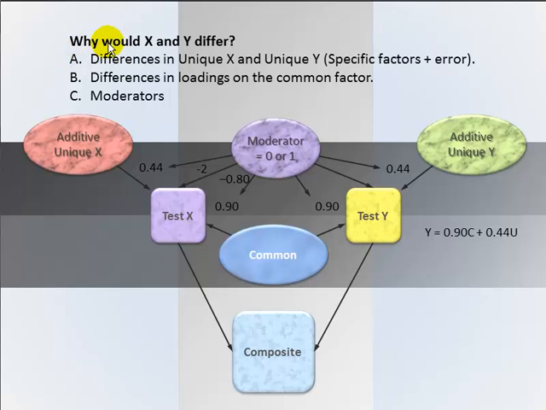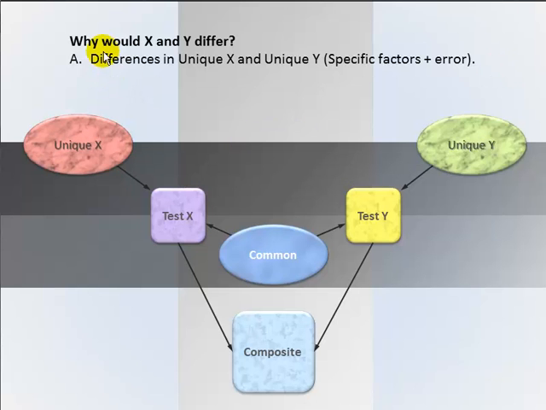So here are 3 reasons that X and Y would differ. This is not a comprehensive list, so you can imagine others, but these are pretty important ones to keep in mind. In the next tutorial, I'm going to focus on this first reason for X and Y differing. The unique component of X is different from the unique component of Y, and it causes these 2 scores to be very different from each other. And I'm going to talk about what impact does that have on our interpretation of the composite score.